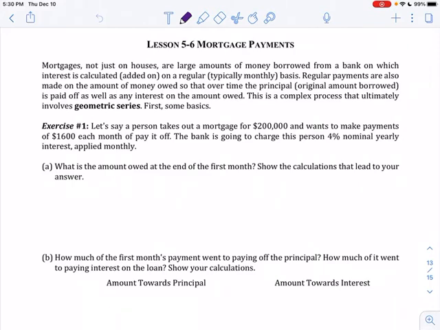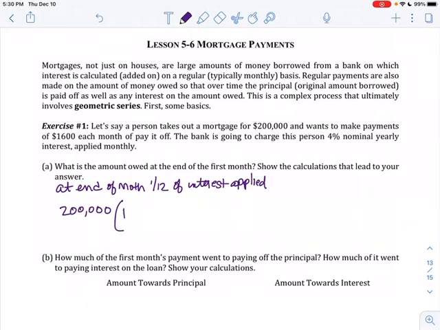All right, so I'm going to take my principal, which is my $200,000, and at the end of the month, 1/12 of the interest is applied. So it's not going to be that 4%, but it's going to be 1/12 of that. So I'm going to take the 200,000 and multiply it by 1 plus my yearly interest of 0.04, but I'm going to divide it by 12.